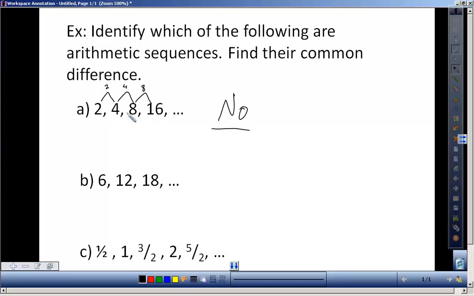Now there's a pattern. Notice it's doubling each time. 2 times 2 is 4, times 2 is 8, times 2 is 16. There's a pattern. It is a sequence, but it is not an arithmetic sequence.